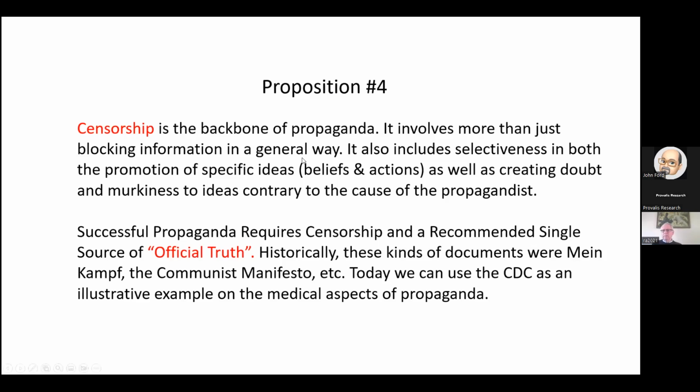But the idea here is that censorship is the backbone of propaganda. It involves more than just blocking information in a general way. It includes selectiveness in the promotion of specific ideas, as well as creating murkiness in ideas to the benefit of the propagandists. Typically, successful propaganda requires censorship, and it usually resorts to some sort of document of official truth, right? Historically, these kinds of documents might have been things like Mein Kampf, which was Hitler's, or the Communist Manifesto, which different socialist regimes espoused. Today we're going to look at a subcomponent of what we would see from the government in the United States, which I'm going to use as the CDC, the Center for Disease Control. Because I have some experience with this, and also it's a very illustrative example where I have a lot of data, okay?